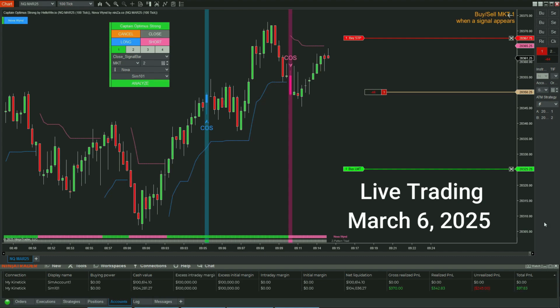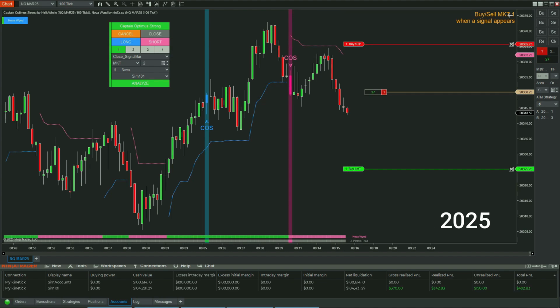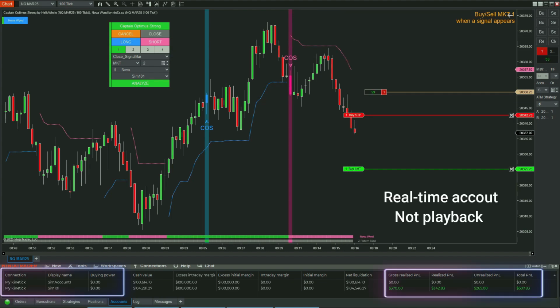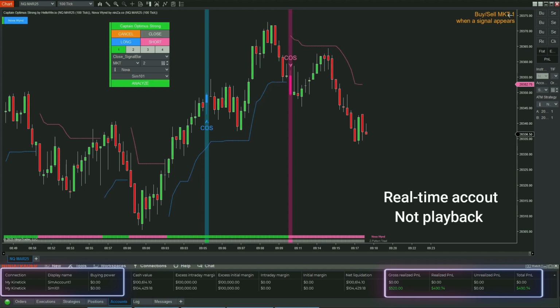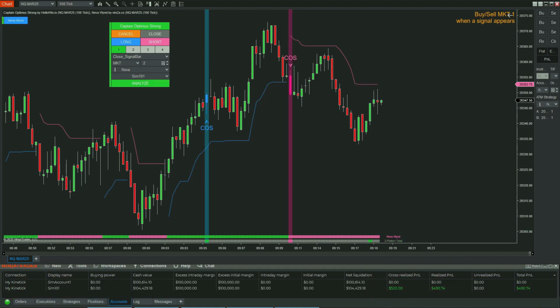Before jumping into the actual trades, let's take a quick look at the market conditions and news that led to the strong sell-off on March 6th. On March 6, 2025, the U.S. stock market continued its sharp decline, with the NASDAQ composite dropping 2.6%, officially entering correction territory with a total decline of over 10% from its December high.